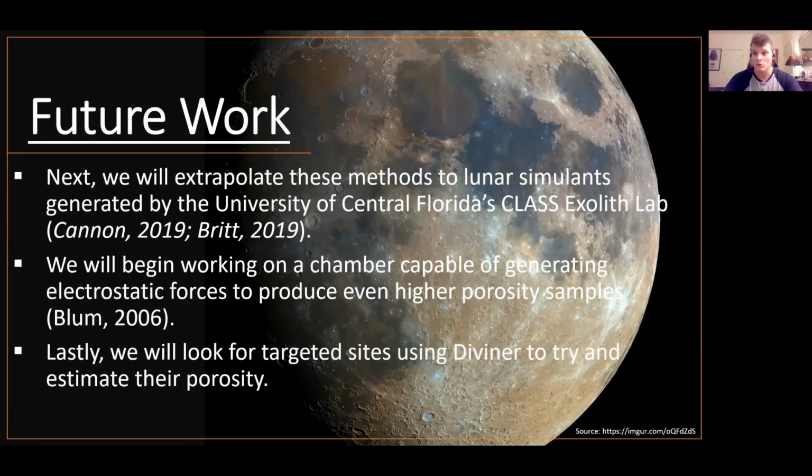And lastly, we will use Diviner data to look at some targeted sites on the moon and see if we can do basically the same study there and say, hey, we have this spectra, where would they fall on these plots now that we have some better information from those lunar simulants.